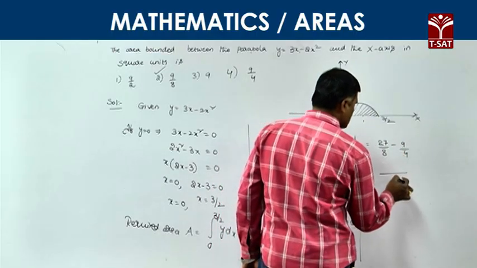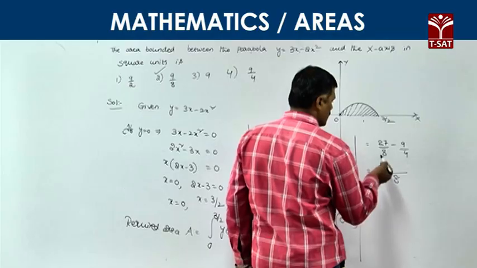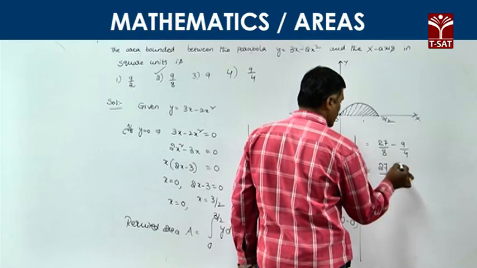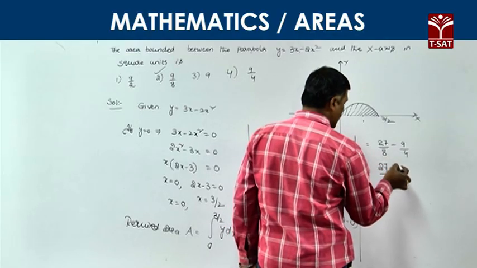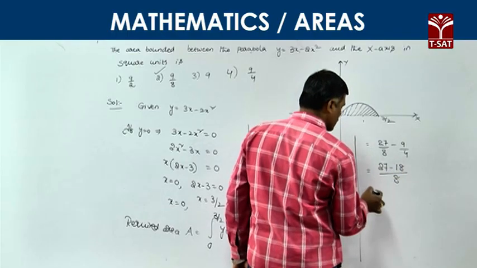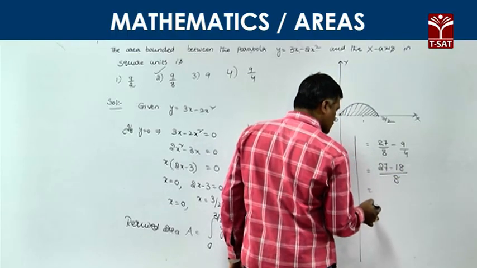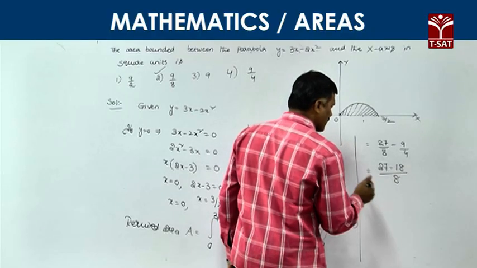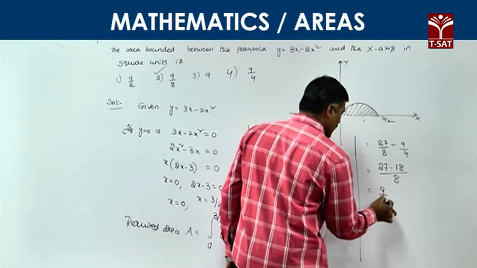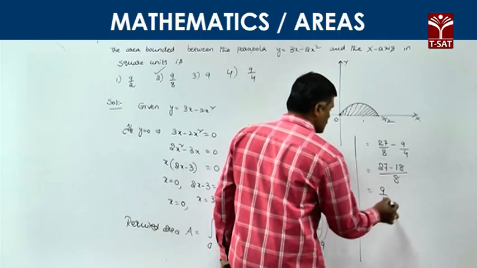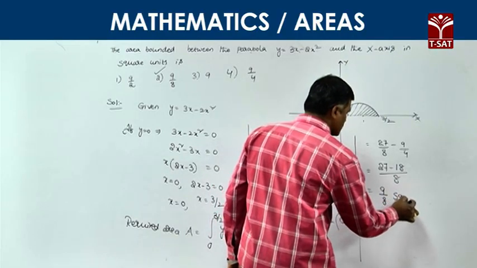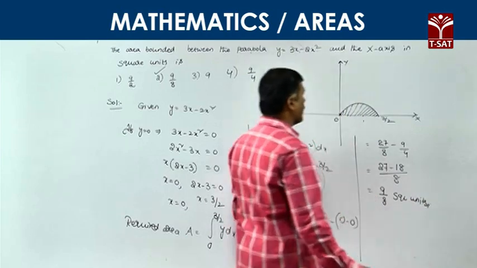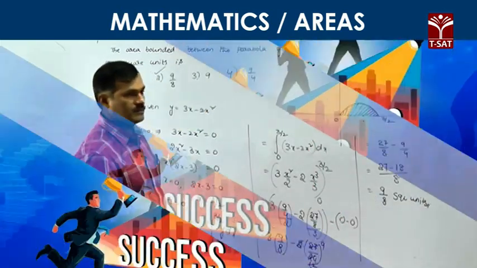Now here the LCM is 8. 27 minus 4 twos are 8, 2 into 9 is 18, that is equal to 18, 27 minus 18 is 9, 9 by 8 square units, 9 by 8 square units, which is the required solution of the given problem.